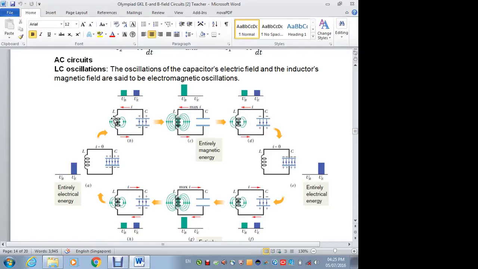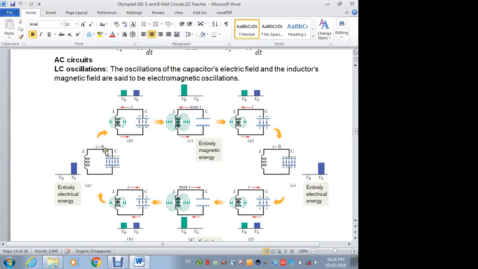So let's say there is no resistance in this circuit. That means no electrical resistance, so there will be no energy dissipation. Then the energy will oscillate: the electrostatic energy will be converted to magnetic field energy, then it will be converted back to electric field energy. So let's start off from one point here.